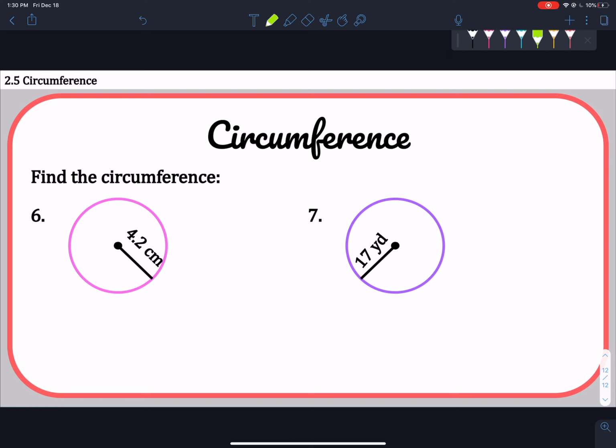Let's do two more. Notice in these last two, the diagrams are slightly different. We now have the radius instead of the diameter. So now we're going to use the formula C is equal to 2 pi r. Well, I have 2 times, my pi value is 3.14, and now we have to plug in for the radius, and my radius is 4.2. And now we're just going to multiply across. 2 times 3.14 times 4.2 gives us 26.376. So I'm going to actually write that.